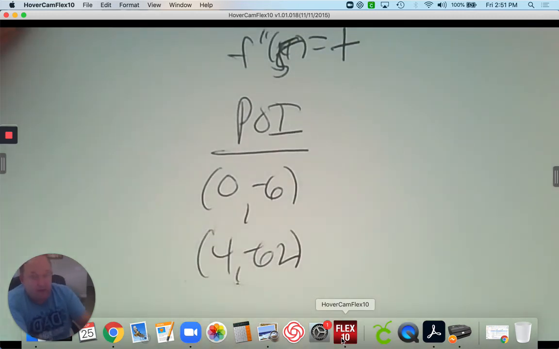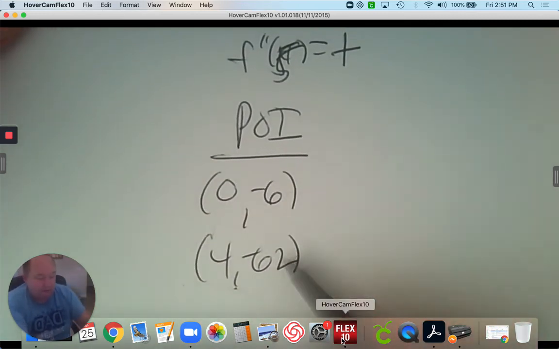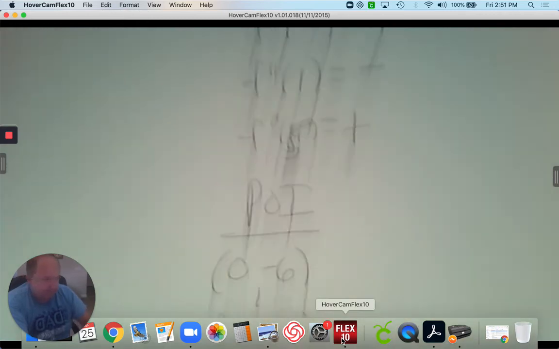So once you find it, you got to go back to the beginning to the function and plug in and do the work to find the y-coordinate. Number 20.